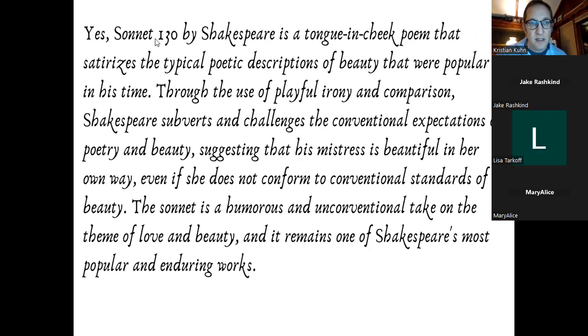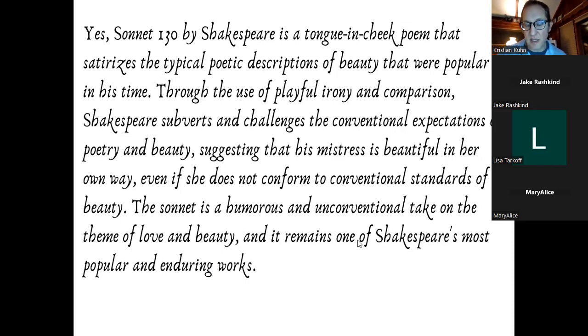So, "Yes, Sonnet 130 by Shakespeare is a tongue-in-cheek poem that satirizes the typical poetic descriptions of beauty that were popular in his time. Through the use of playful irony and comparison, Shakespeare subverts and challenges the conventional expectations of poetry and beauty, suggesting that his mistress is beautiful in her own way, even if she does not conform to conventional standards of beauty. The sonnet is a humorous and unconventional take on the theme of love and beauty, and it remains one of Shakespeare's most popular and enduring works."